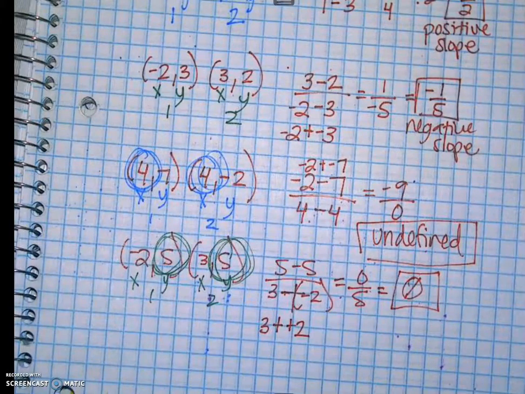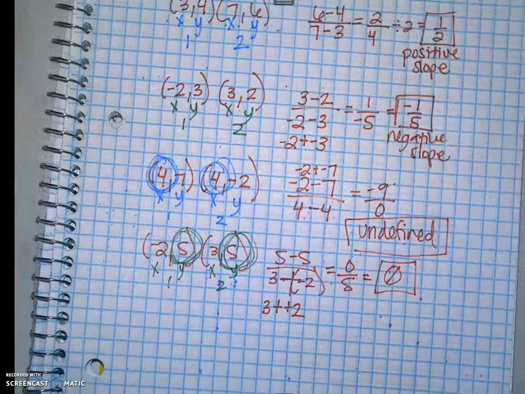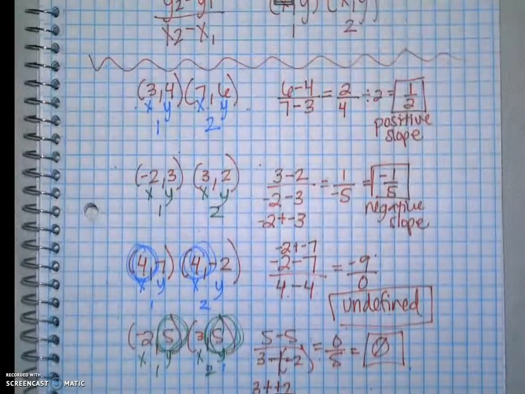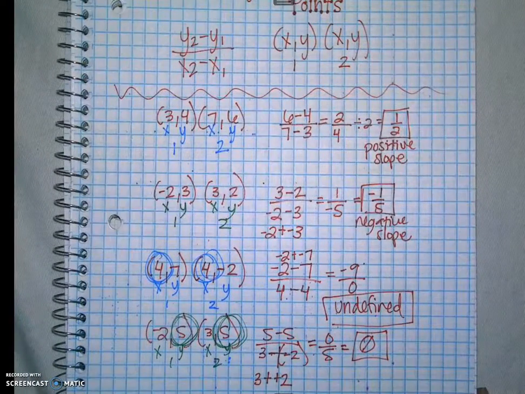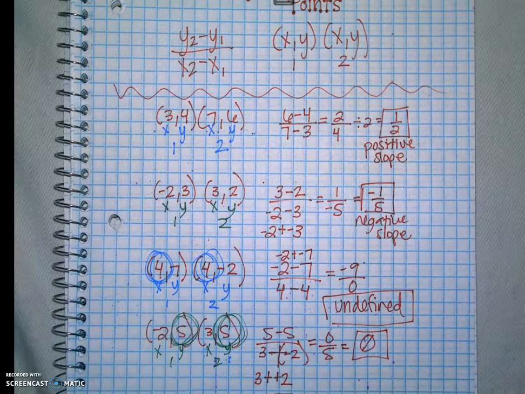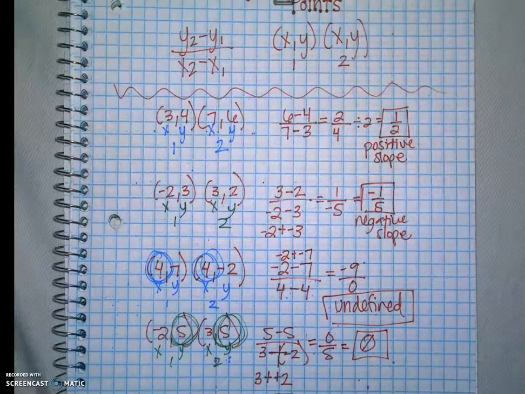Okay? So this right here was just a little bit of a review about the different types of slopes and how you find it from 2 points. So if you need to pause it, freeze, go back, do whatever you need to make sure that you have all of these notes.